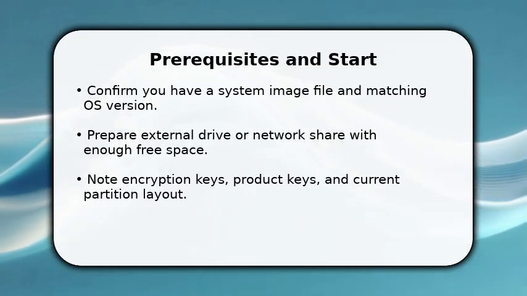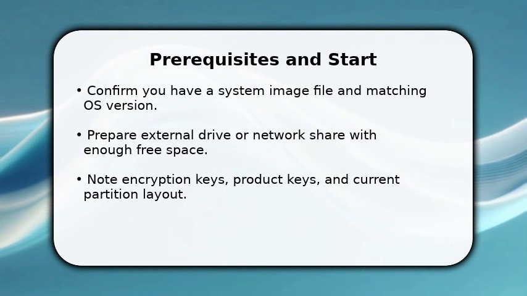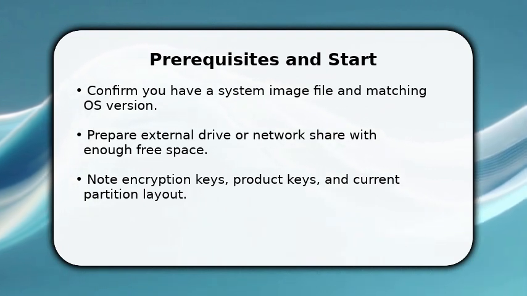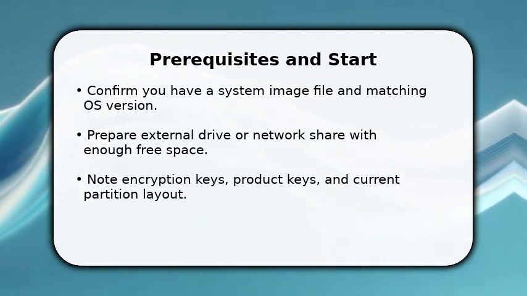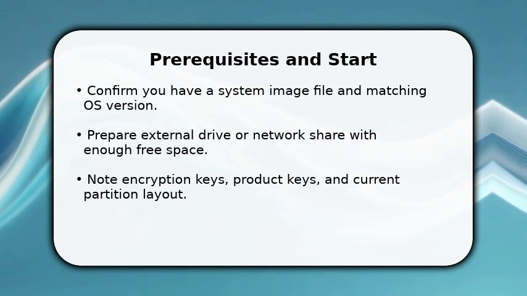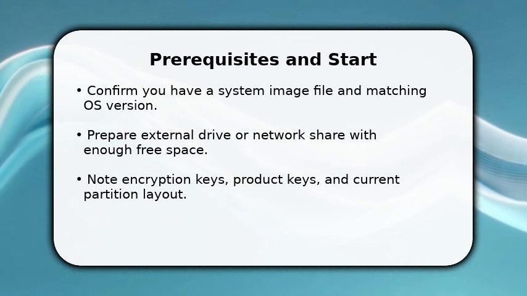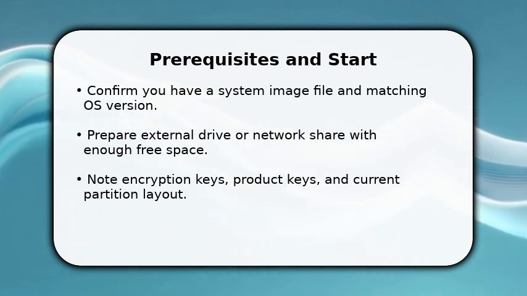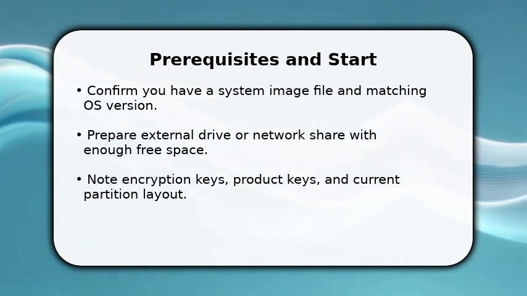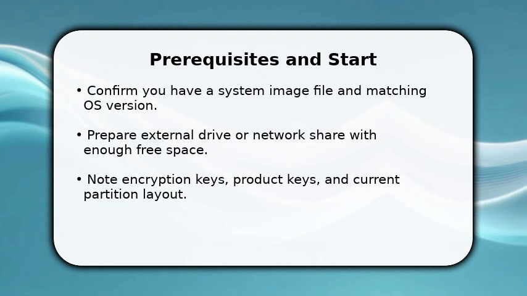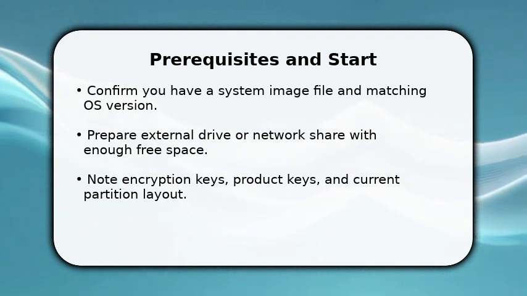You begin by verifying prerequisites. Confirm the image matches your OS and that your external drive or network share has sufficient space. Once done, locate encryption keys and product keys and jot down the current partition layout so you can restore accurately. Make sure to disable fast startup and unplug non-essential peripherals to avoid driver conflicts.